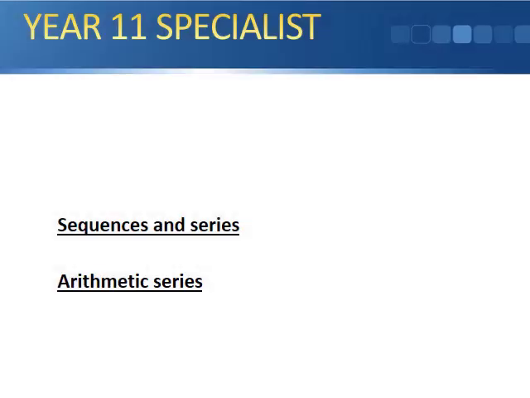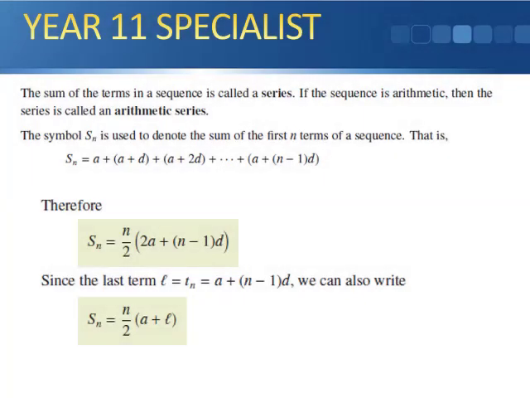Arithmetic series. When we're adding up an arithmetic sequence, so all the terms that we add up, we call it a series. That's why we give it the name arithmetic series. In other words, we've got our first term, our next term, our next term, and our next term, and so on and so on, and we add them all up.